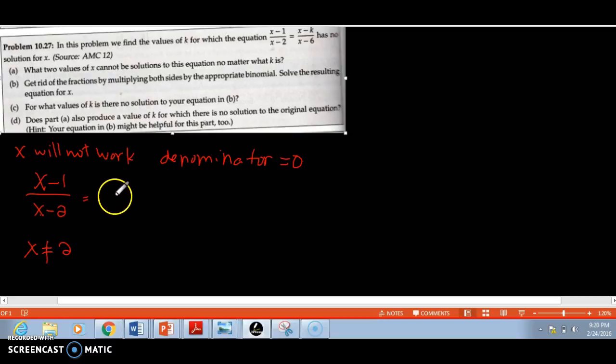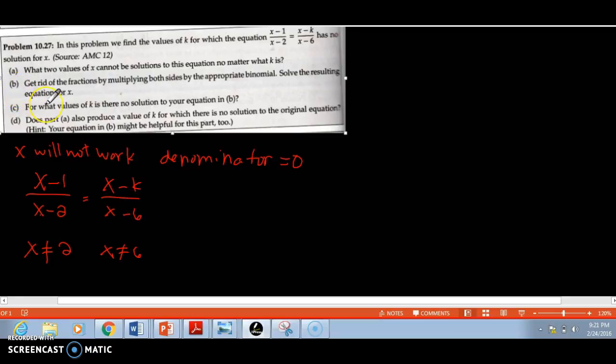Alright, and then on the second part of your fraction, x minus k over x minus 6. The x that will make this 0 is 6. So therefore you cannot have a value of 6. So really the idea is, every time you have a fraction that has an x in your denominator, set that to 0, and whatever the value of x is, that's the answer that will never work.